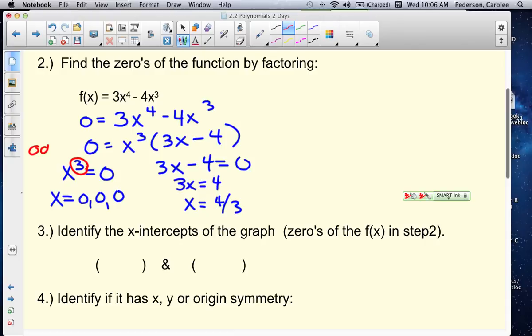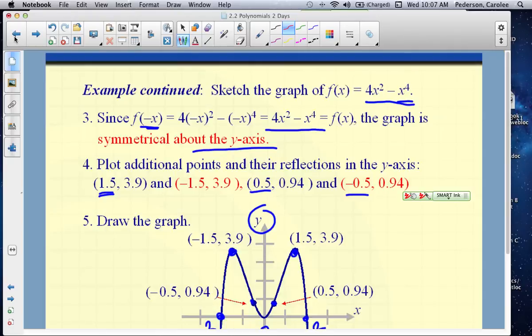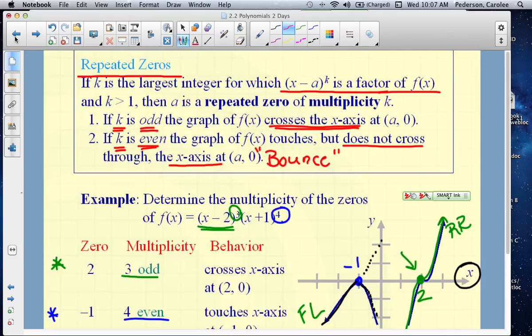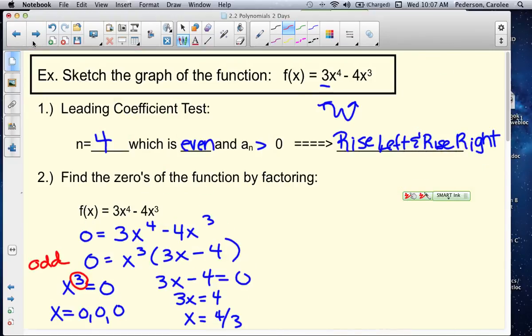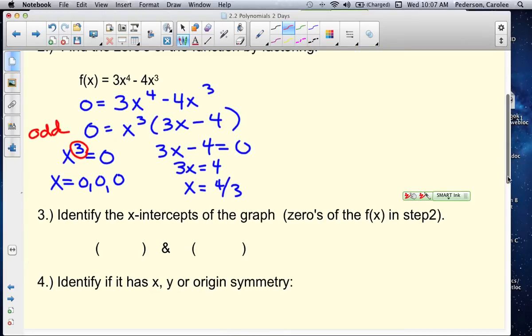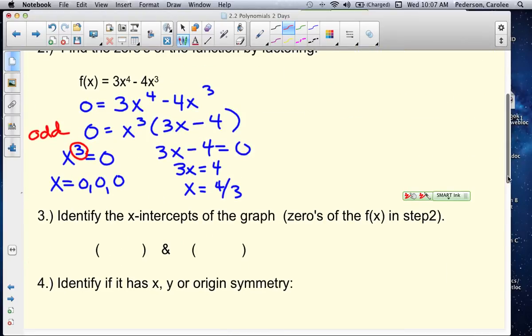Odd. So let's go back to this part of our notes that I had you write down. If the k is odd, what happens? It crosses the x-axis. It goes through the x-axis at that point.